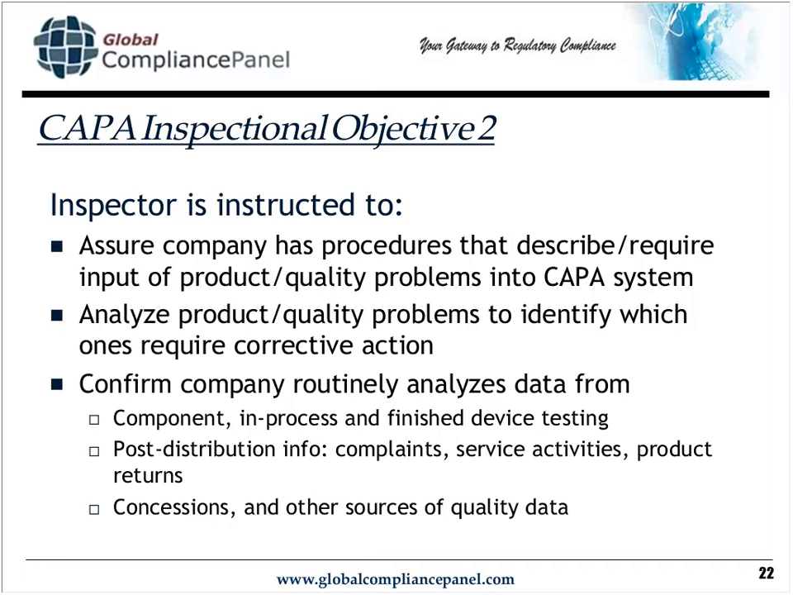However, you have to routinely analyze data from incoming, in-process, and finished device testing, also post-distribution data, complaints or service activities and returns, and concessions, which is to say, anytime you determine that a non-conforming product is going to be dispositioned as used as is, you're obviously going to have the approvals to implement that. But you've got to trend that. That is a non-conformance. Just because you have determined that it's used as is, you still need to analyze that data.